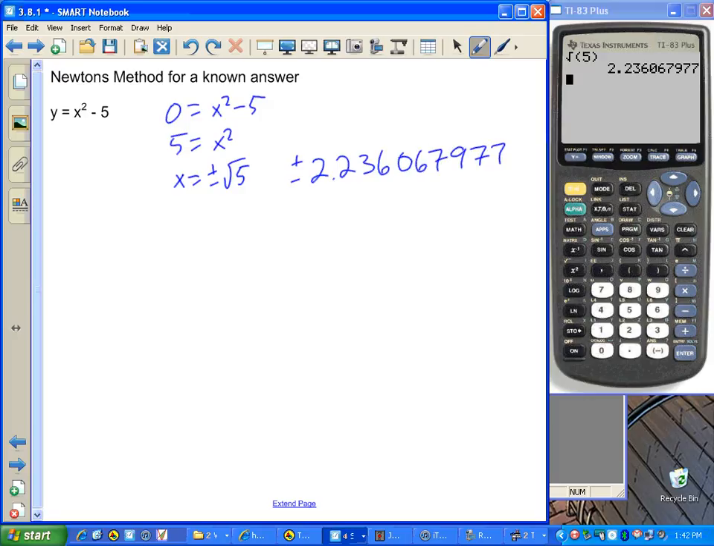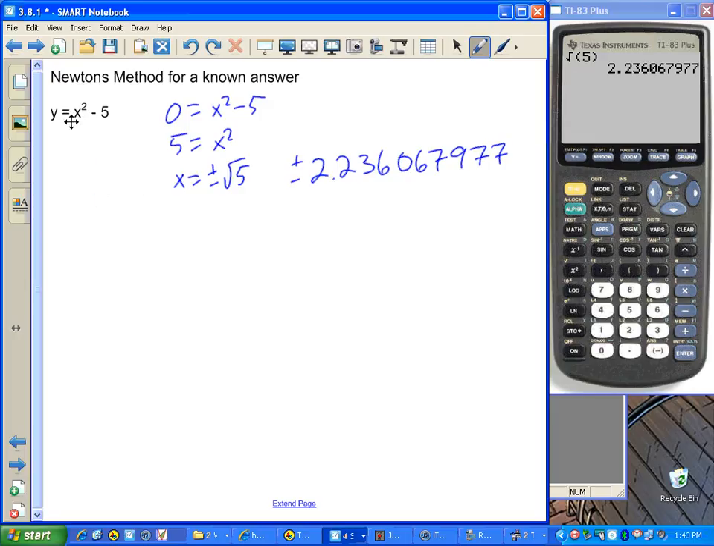2.236067977. So if I start doing this, I'm going to start getting numbers that are closer and closer to this, and you're going to see that my decimals are going to start matching more and more of these decimals as I keep iterating further and further and further.